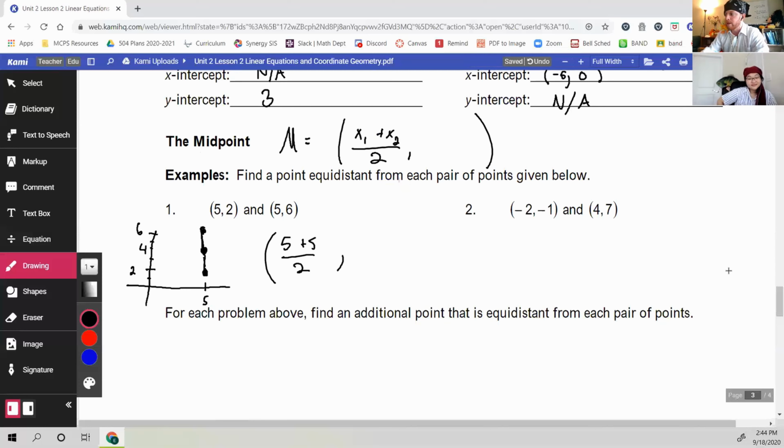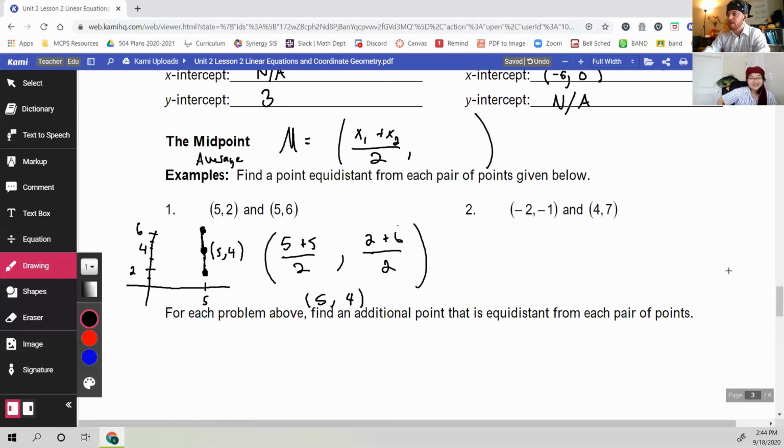How about the y-coordinate? We have 2 and we have 6. That is 8 when summed, divided by 2. That is, in fact, what we have received. 5 plus 5 is 10, divided by 2 is 5. 2 plus 6 is 8, divided by 2 is 4.